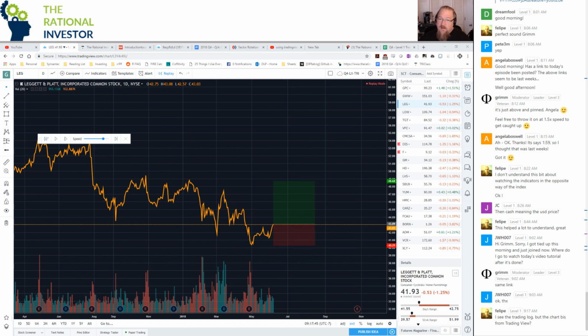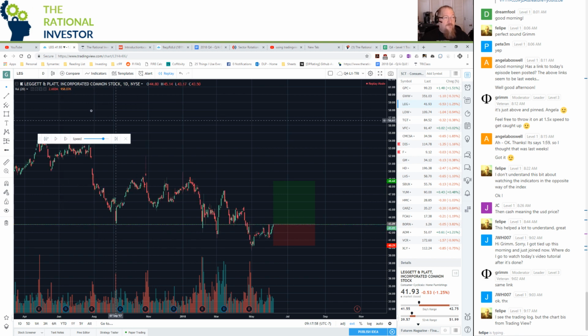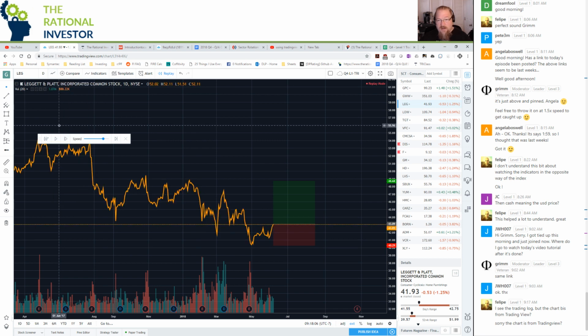I see the trading log, but the chart is from TradingView. Yeah, that's correct. So this is TradingView here. We went to an asset. For now, when you first go in, it's probably going to be on candles. If you come up here to TradingView and click on this little icon, you can change it to a line chart, and I do recommend you do that. Yeah, the chart's from TradingView. That's correct, Philippe.